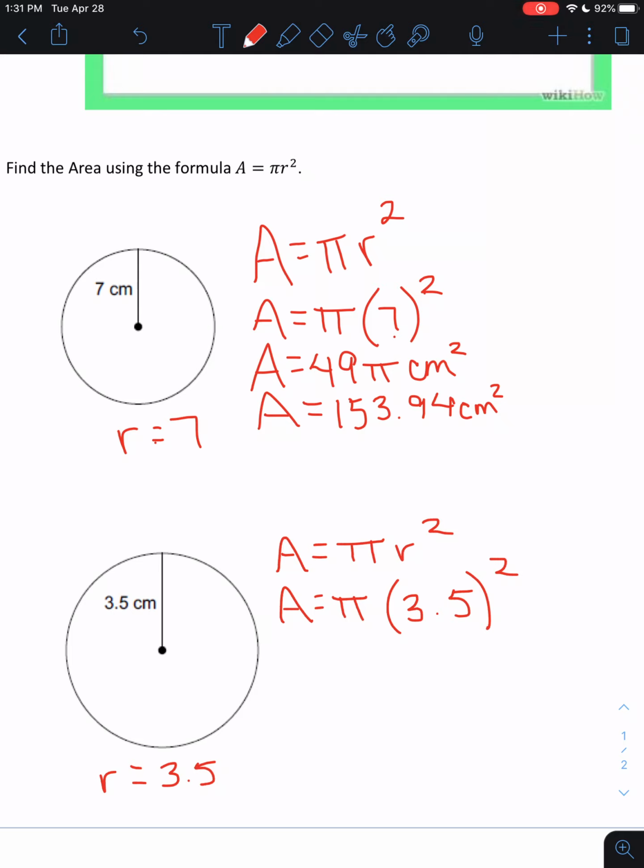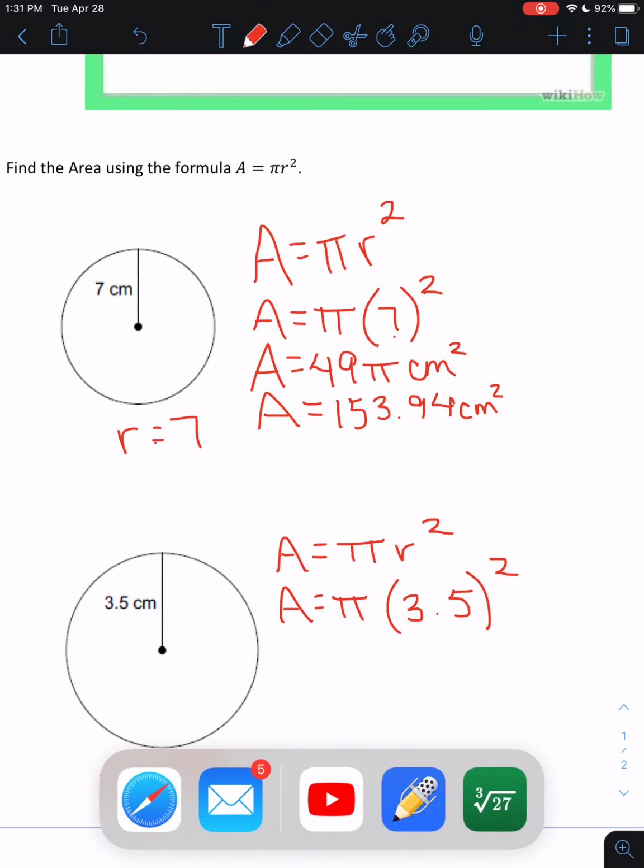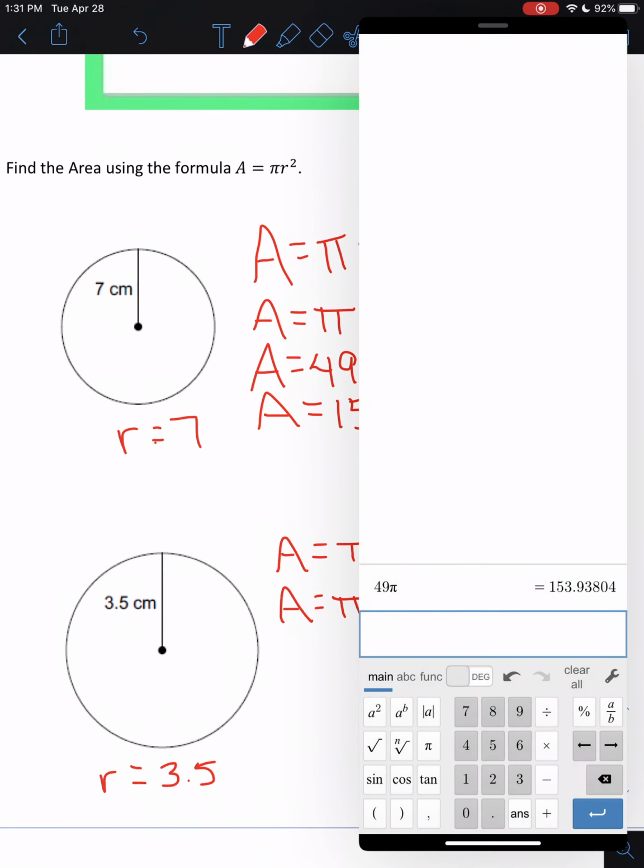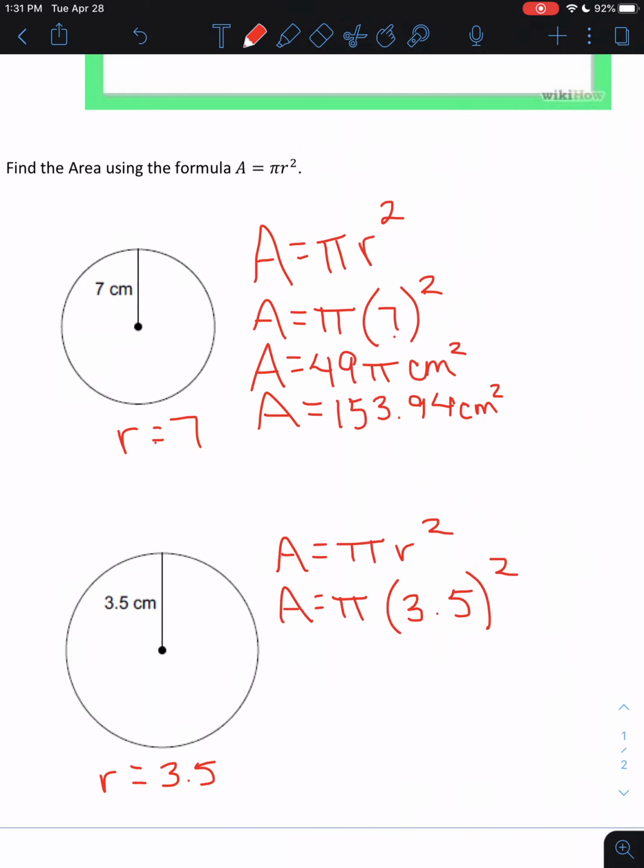Okay, and I will tell you the 3.5 squared is not 9.25. You don't just square the 3 and square the 5. So if you need to, use that calculator. 3.5 squared is actually 12.25. So the area equals pi times 12.25.